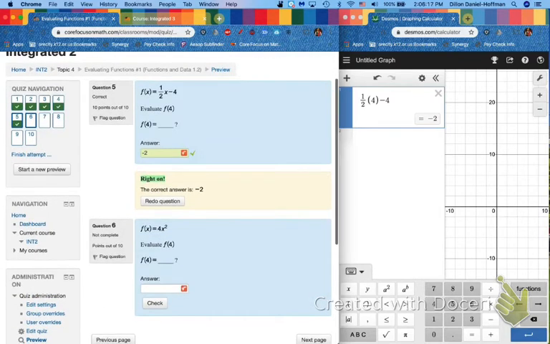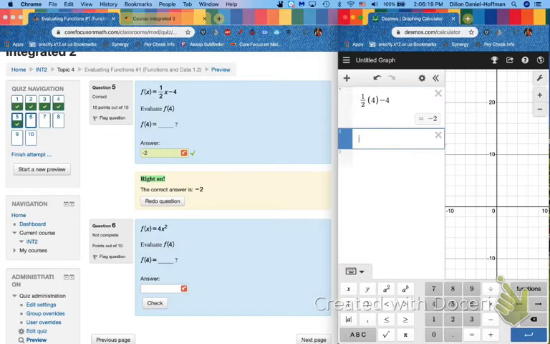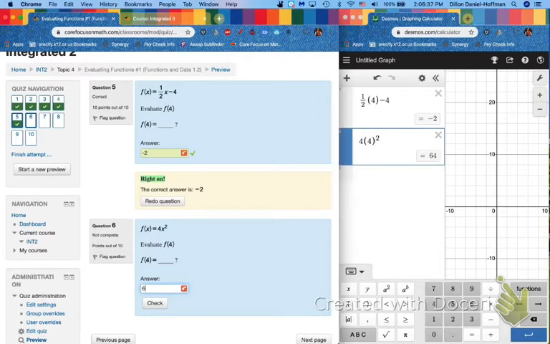The same thing on the next one. Now I've got 4x squared, where instead of x, I'm going to plug in 4. I've got 4 I'm plugging in for both of these. Lots of 4s in my problems. And then I need to square this because it's 4x squared, so I can either hit this squared button here, or I can do Shift 6 and a 2. And that tells me 64 is my answer.